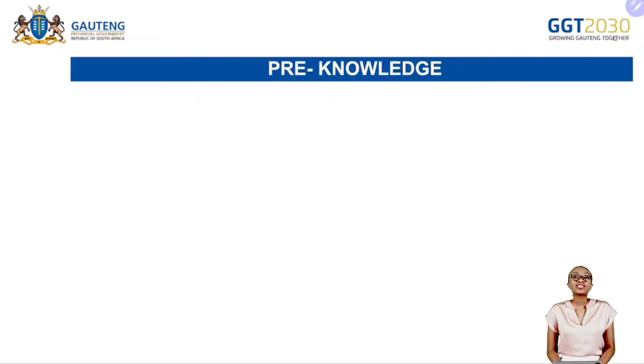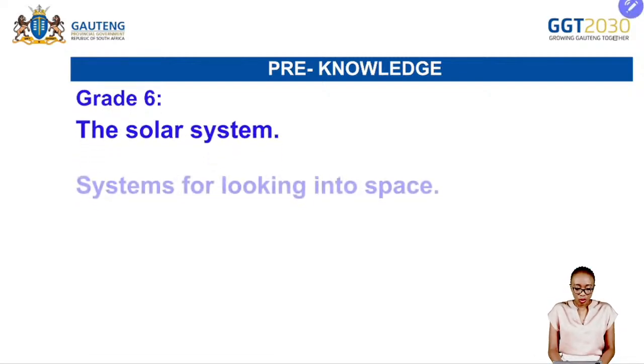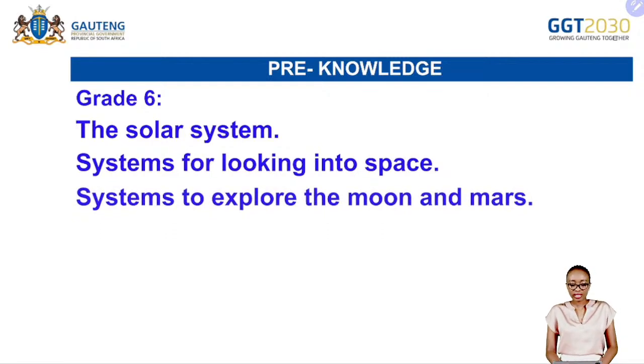Okay, now let's look at pre-knowledge. The pre-knowledge has basically set the foundation for today's lesson. In the 6th grade, you were introduced to the solar system. We also learned about systems for looking into space, as well as systems to explain the moon and Mars.